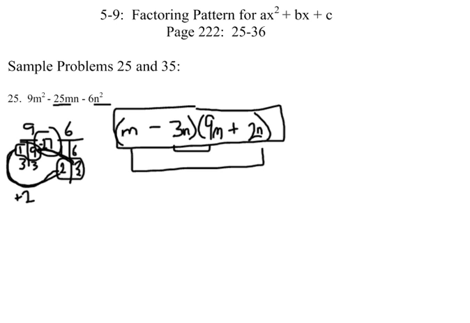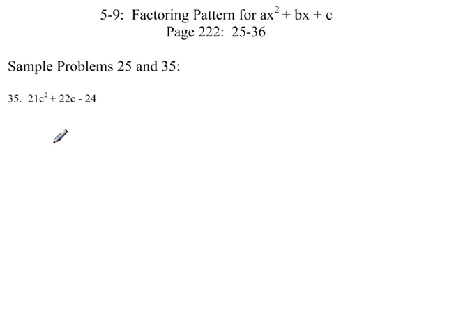Now let's move way down the problem set. The second to last one is number 35. Now when you get to these, make sure you don't have anything in common you can pull out of all three terms. Now we've got 21 and 24, so you have a common factor of 3, but nothing comes out of 22. So we're safe. Let's just go ahead and start factoring these.